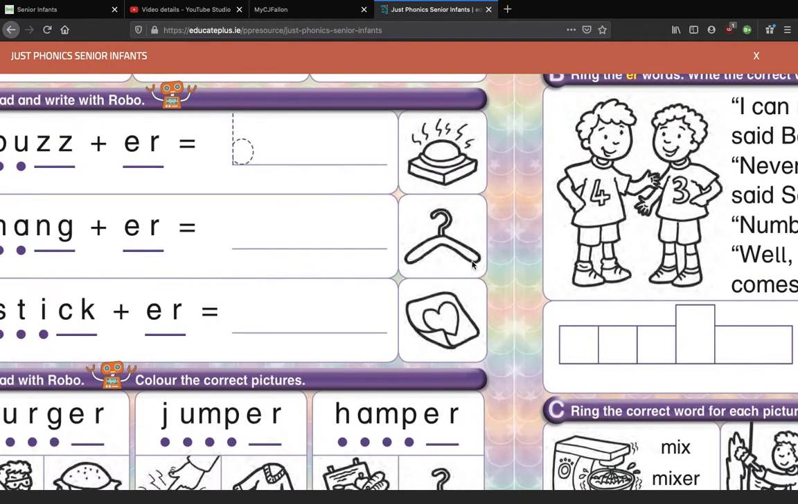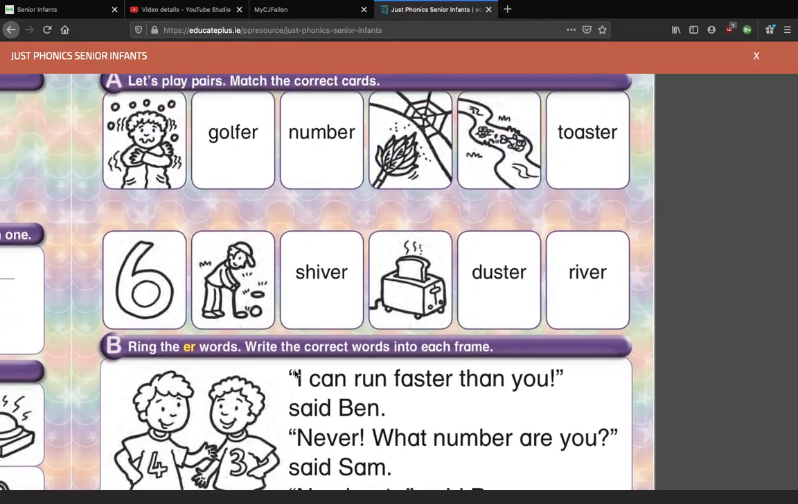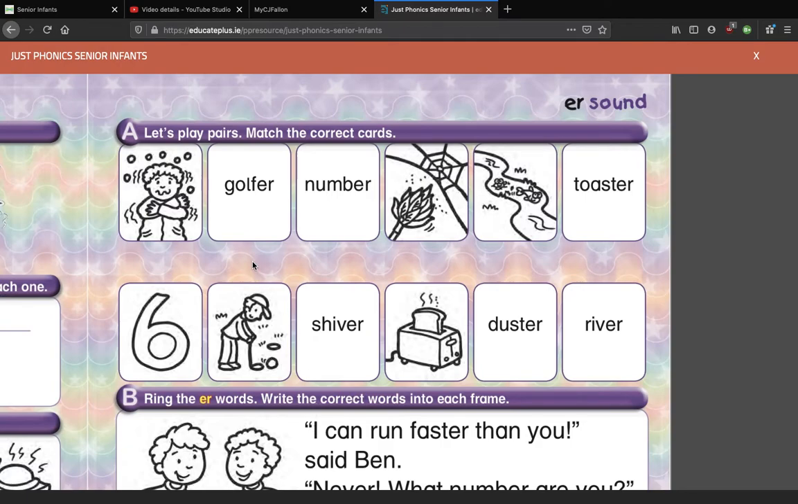Okay. On the next page up here, we have got making pairs. Now you know this one. You have to take something from the top, be it a picture or a word, and match it up with something from the bottom, either a picture or a word. So this guy here looks pretty cold, doesn't he? So we'll look at the words on the bottom and see what matches up there.